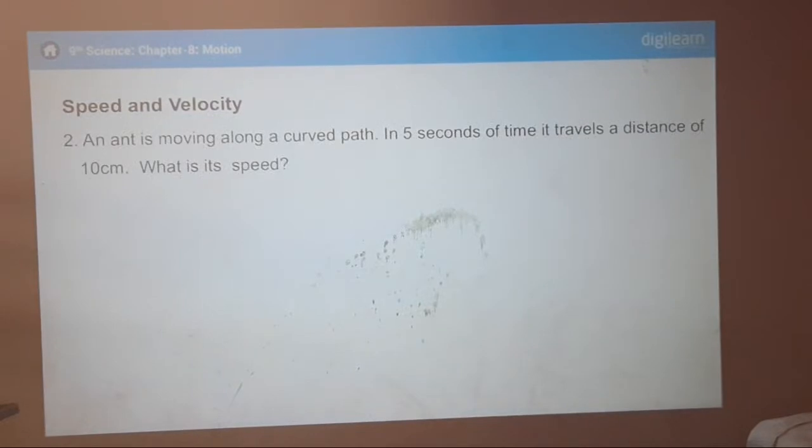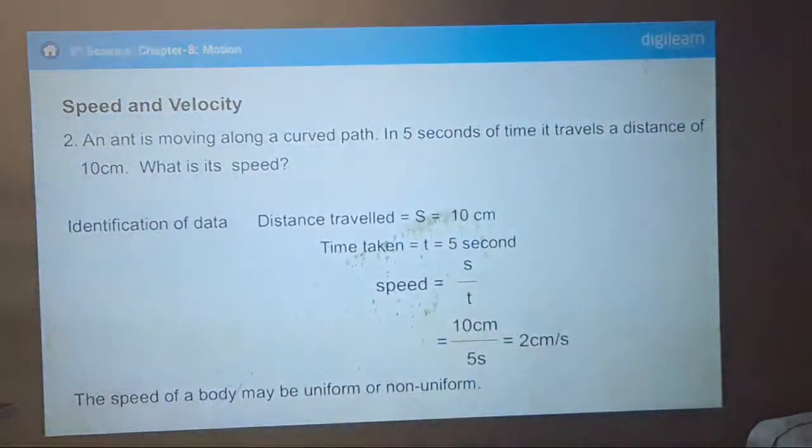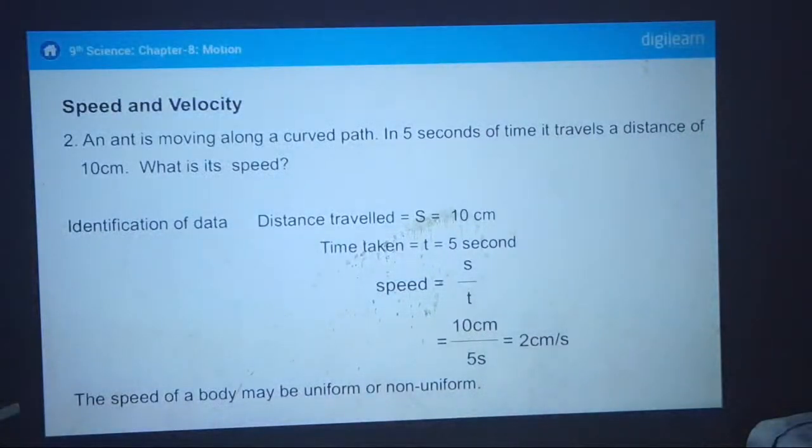Second, an ant is moving along a curved path in 5 seconds time. If it travels a distance of 10 cm, what is its speed? Identification of data. Distance travelled S is equal to 10 cm. Time taken T is equal to 5 seconds. Formula to be used. Speed is equal to distance travelled by time taken. That equals 10 cm divided by 5 seconds. That equals 2 cm per second.